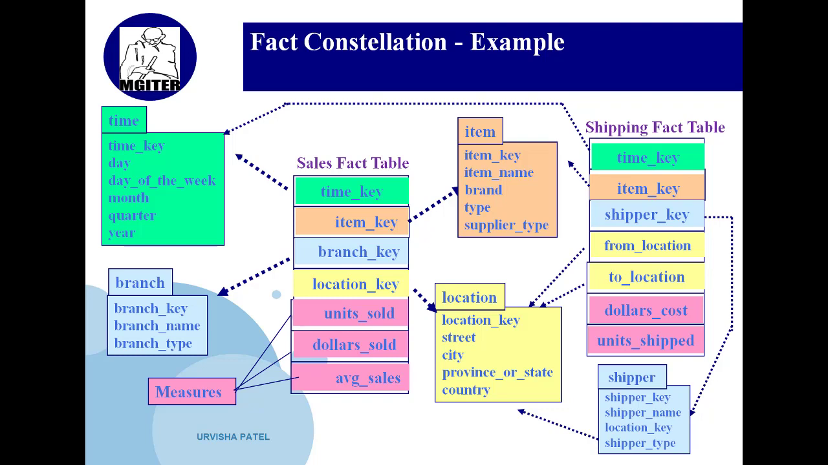So in this schema we are using more than one fact table. Here we are using two fact tables, sales fact table and shipping fact table. Fact table contains the primary key of all dimension tables plus measures. Measure is a numeric value which is important for analysis.